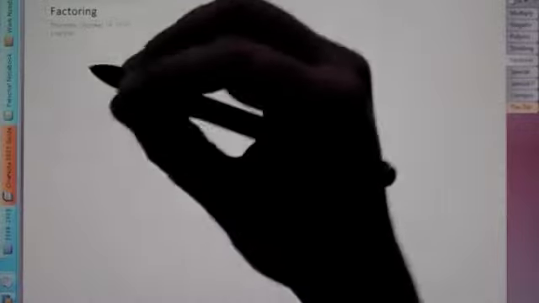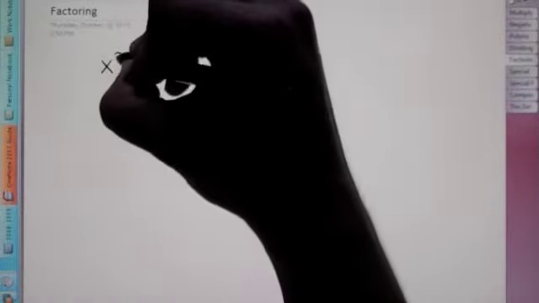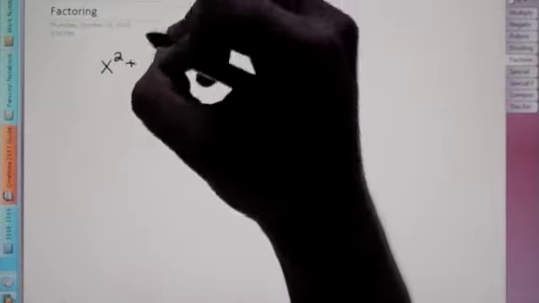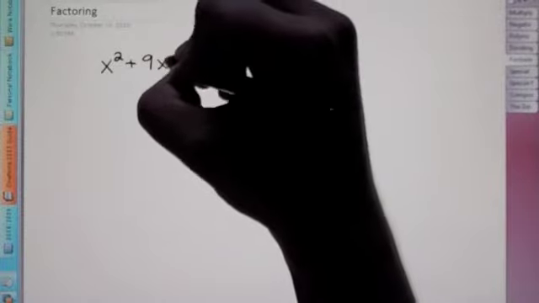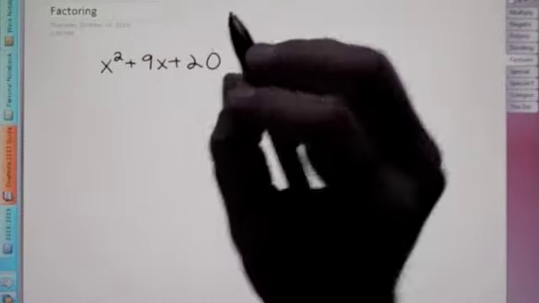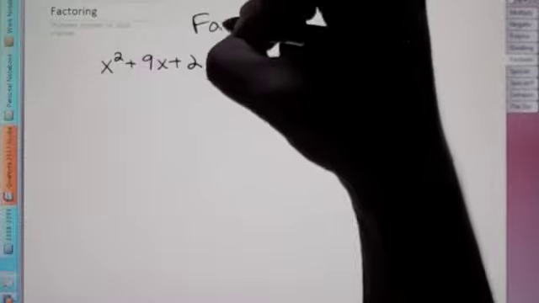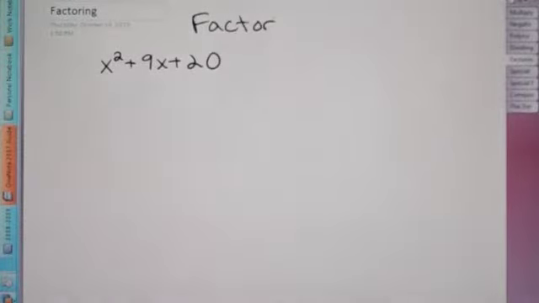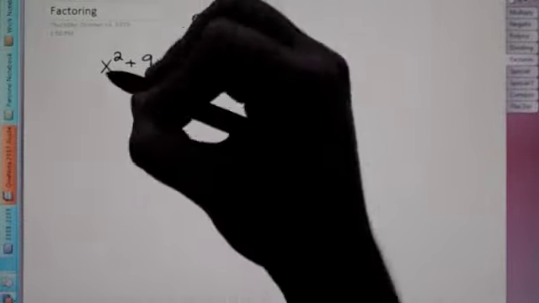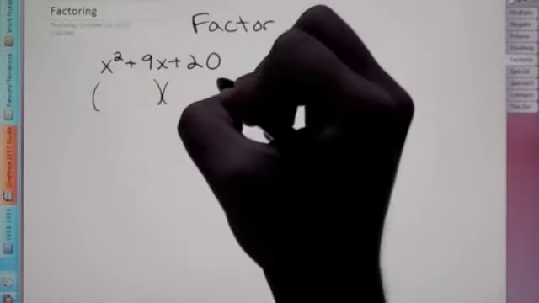Algebra 2. This lesson that we're going to do is called factoring. We're going to talk about how to factor into two binomials, or two parentheses containing two terms. Let's just start off. I'm going to give you x squared plus 9x plus 20. And again, the directions here are factor. Okay? So we're going to factor this into two parentheses.